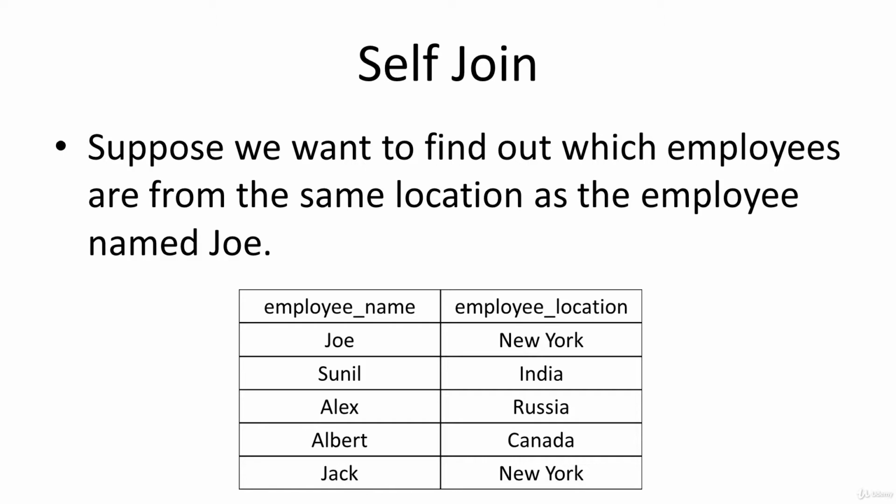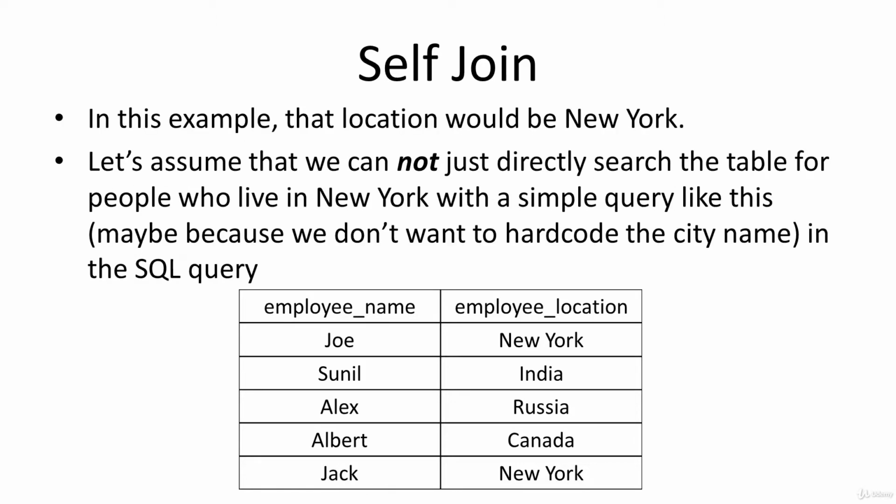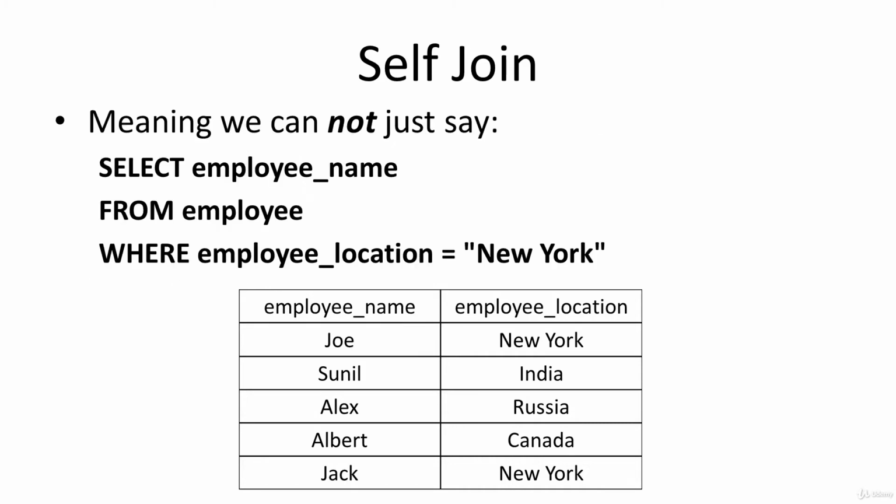There's a couple ways to do this. In this example, the location that Joe lives in is New York, and let's assume that we cannot just directly search the table for people who live in New York with a simple query. So maybe we don't want to hard code the city name in the SQL query. What I mean by that is, let's imagine that we couldn't just say WHERE employee_location = 'New York'. For some reason, we just can't directly put that in our query.